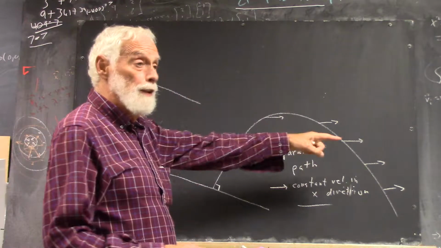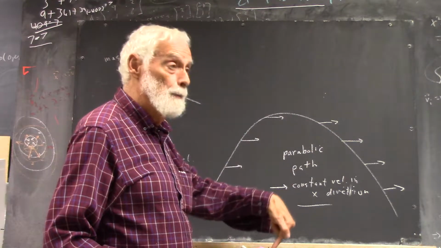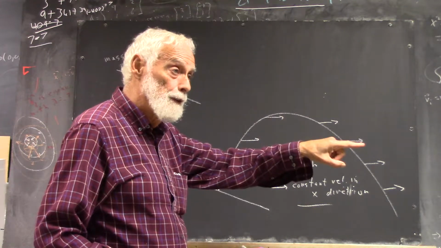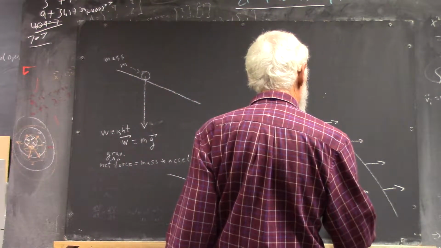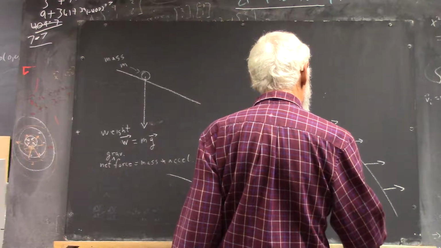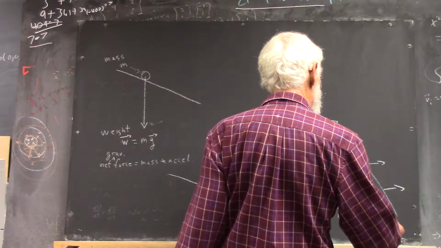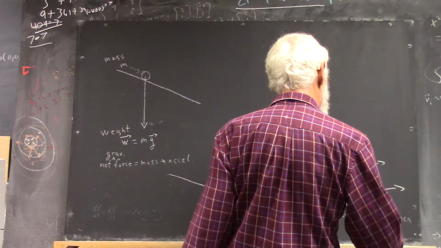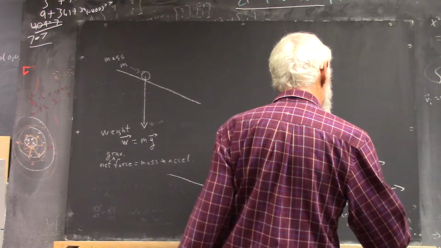Because there's no force in that direction. If there's no air resistance, there's no force acting in that direction. Gravity is acting perpendicular to this. Gravity acts only in this direction. Gravity can't change the speed in that direction. Okay? So I'll comment that gravity exerts force only in the vertical direction.